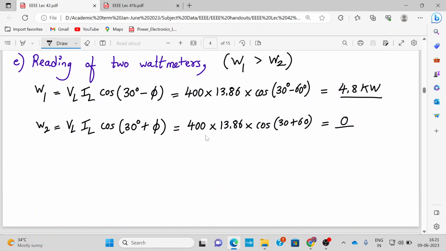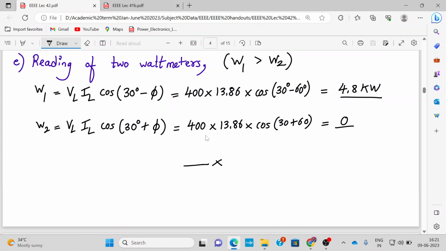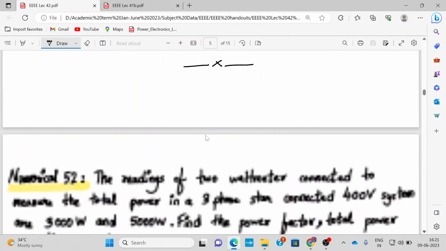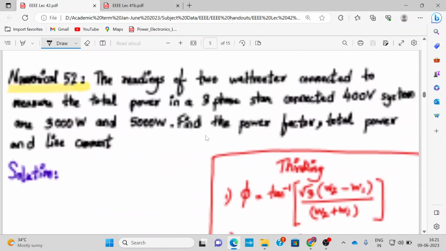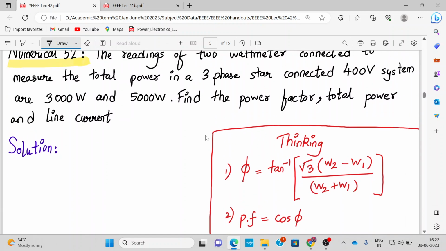Alright. So this comes to an end of your numericals for power measurement using 2 wattmeter methods. Now one more numerical is there, which I'll give you for homework. So in this, I'll give you the hints. The readings of the two wattmeters connected to measure the power in a three-phase star-connected load, 400 volt system, are 3000 and 5000 watts. So find the power factor, total power and line current.